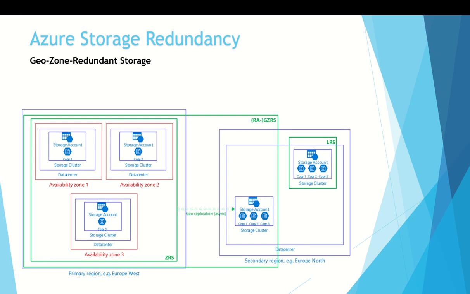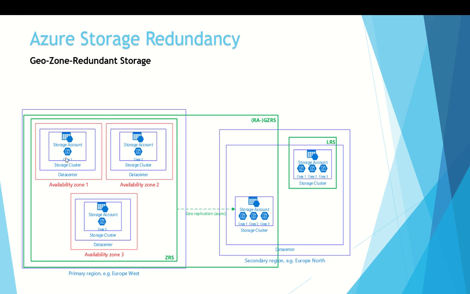So GRS copies your data synchronously 3 times within a single physical location in the primary region using LRS. It then copies your data asynchronously to a single physical location in the secondary region, which is the paired one, using LRS. GRS offers durability for Azure storage data objects of at least 16 nines, that is 99.99999999999999% over a given year.